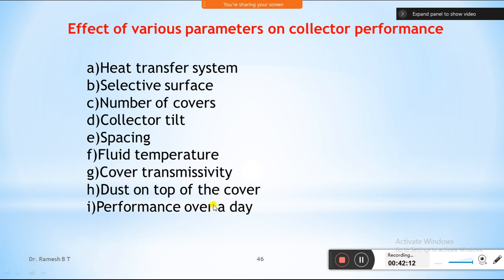And performance over a day means at noon time there is maximum radiation, in the morning and evening time it is less. So it also affects the performance of the collectors. These are the various parameters which affect the performance of the collector. These things we already discussed in our second class of the third module.